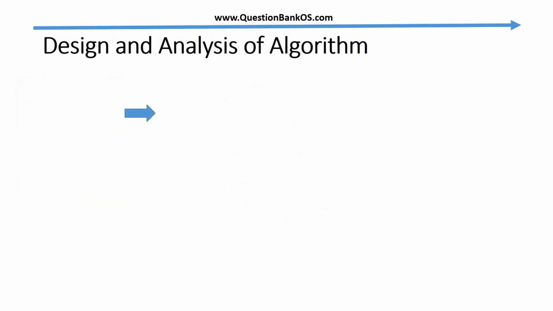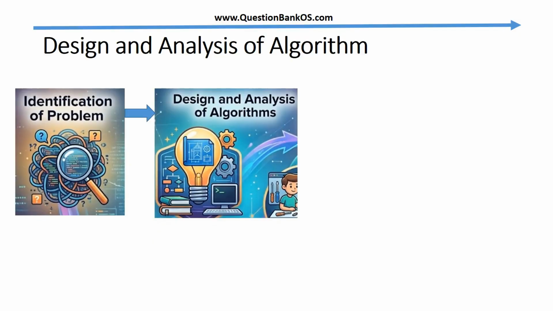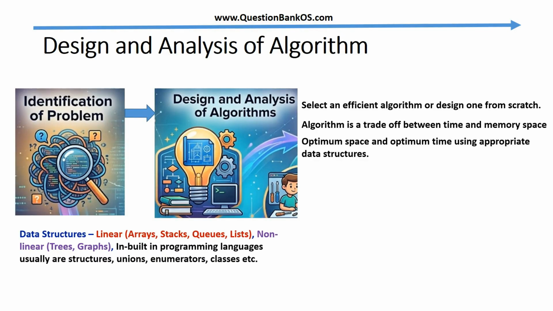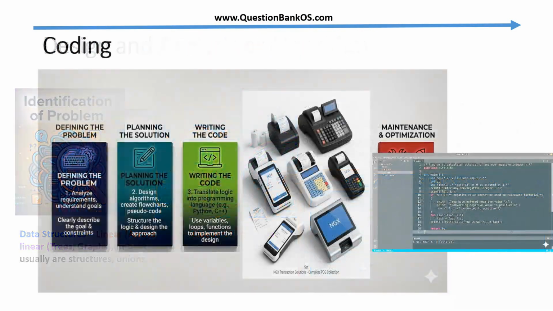Moving to the design and analysis phase, we must select existing algorithm or design new efficient algorithm from scratch. This development process requires a careful trade-off between execution time and memory space. To achieve optimum performance, we utilize appropriate data structures. This includes linear types like arrays and queues, non-linear types like trees and graphs, and built-in language structures like classes. Ultimately, selecting the right data architecture ensures our advanced GST calculation pseudocode handles transactions with maximum efficiency and minimal lag.